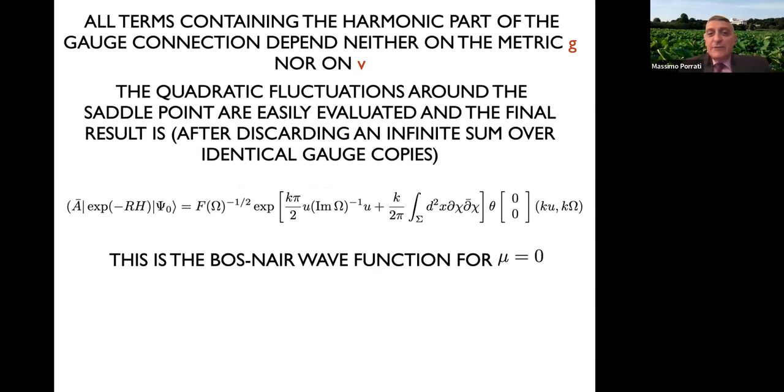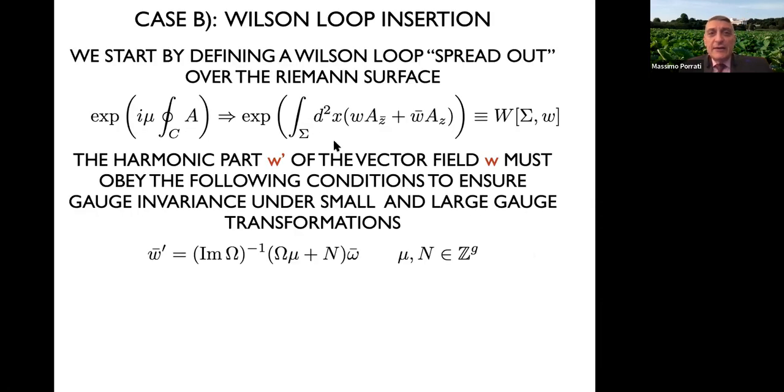When we introduce Wilson loops, we have to define the Wilson loop a little better, because it's a very singular object. To make it less singular, we take the Wilson loop and write it as an integral of a gauge field coupled to a current with components W and W bar. This current is just a vector field that carries the same current as the Wilson loop. But we just spread it out.